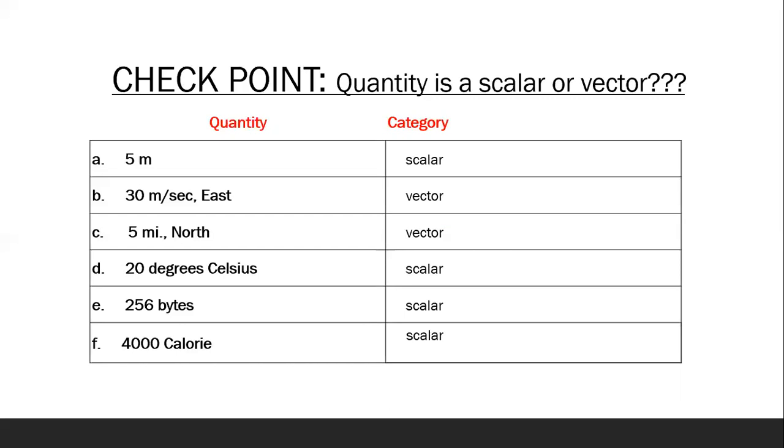20 degrees Celsius, this is 20 number, Celsius unit of temperature. It's a scalar quantity. 256 bytes. Bytes, you have heard of this unit in digital information and computer science. 256 is the number. 1 byte is equal to 8 bits. If you're a computer student, you might be knowing about it. So bytes is a unit. It's a scalar quantity. 4,000 calorie, 4,000 number, calorie unit of heat energy. So it's a scalar.